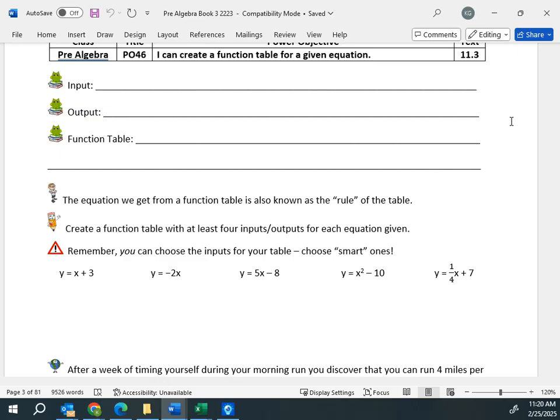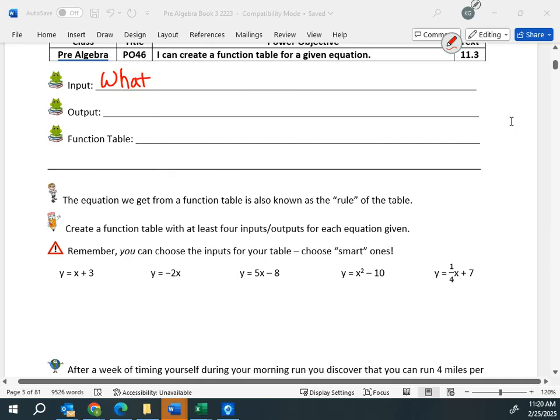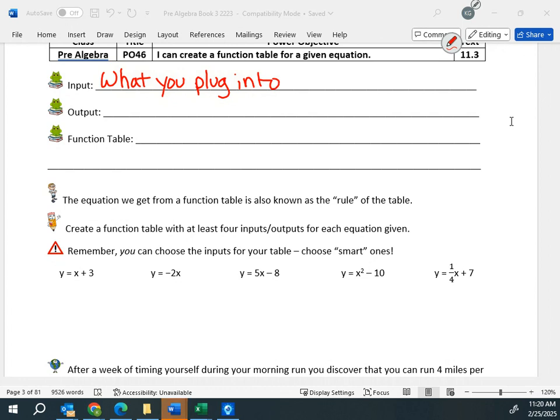So in order to do a function table, we need to know what all the parts of a function table are about. There will be an input, and that is what you plug into an equation. And it's what is being tested.